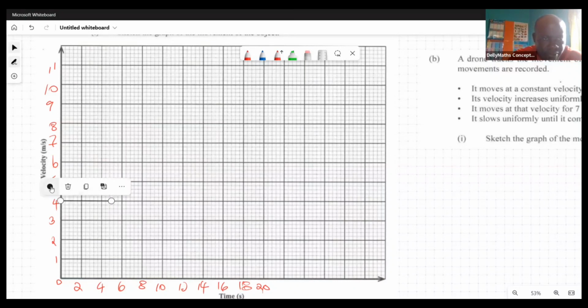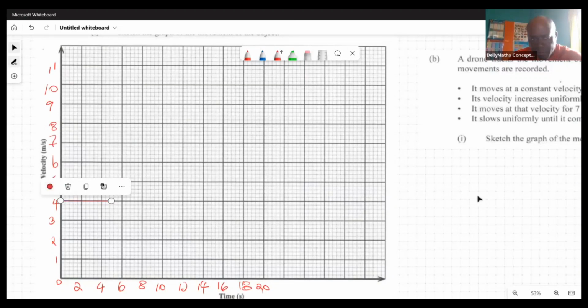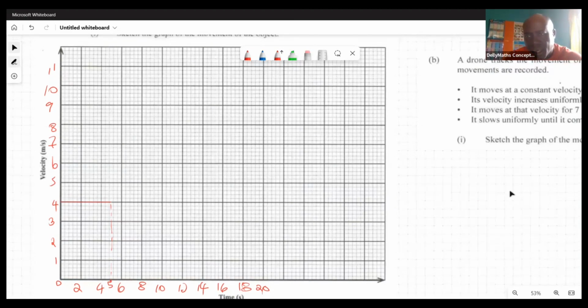All right. I'm going to put this in blue. I just put it in red. All right. So what we have down here, we have a 5, right? This is 5, right here. So it does that for 5 seconds.